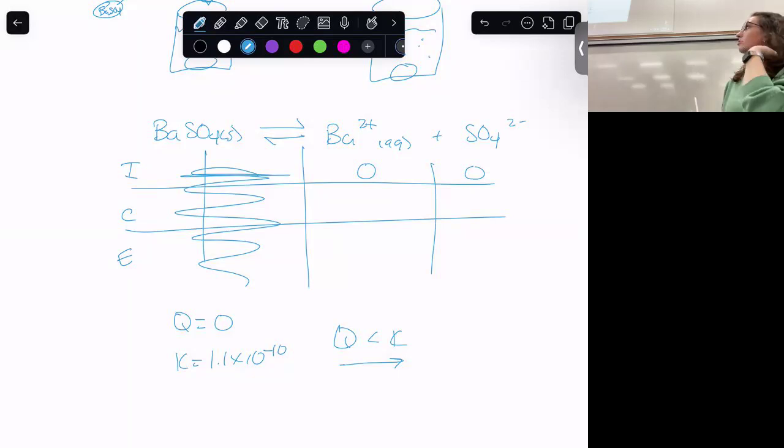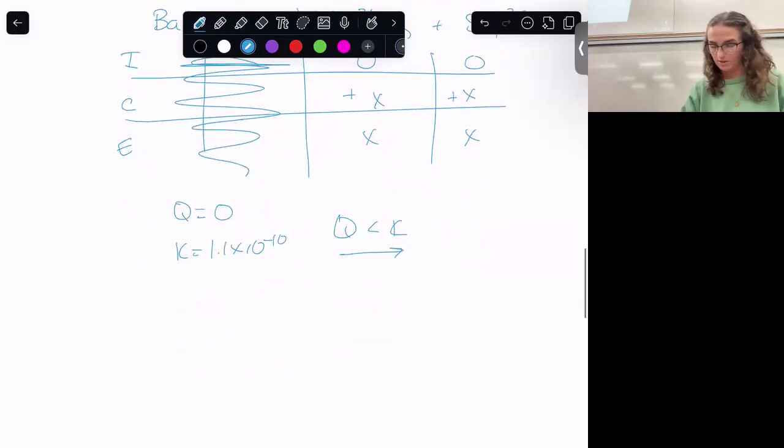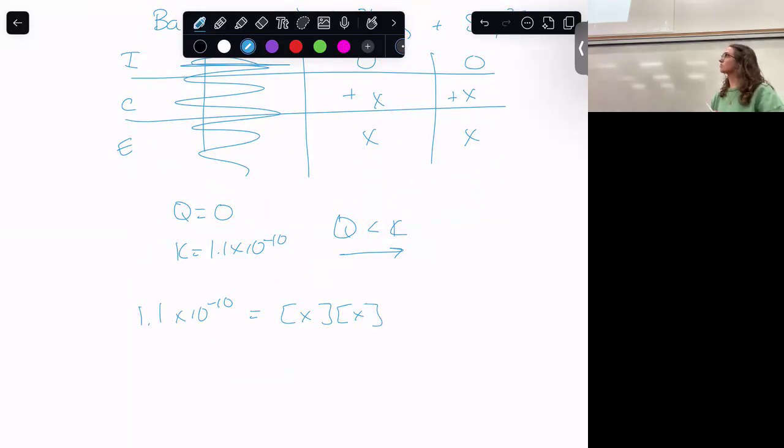So if we were to complete this ice table, what is going to be our change for barium and our change for the sulfate ion? It'll be positive. Is it X, 2X? It's just X, right? It's just X for both of them. So equilibrium is X. So since we're given KSP, we could solve for what that concentration of the barium and the sulfate ions would be. Right, it's just 1.1 times 10 to the negative 10th equal to X times X. So it just becomes X squared.